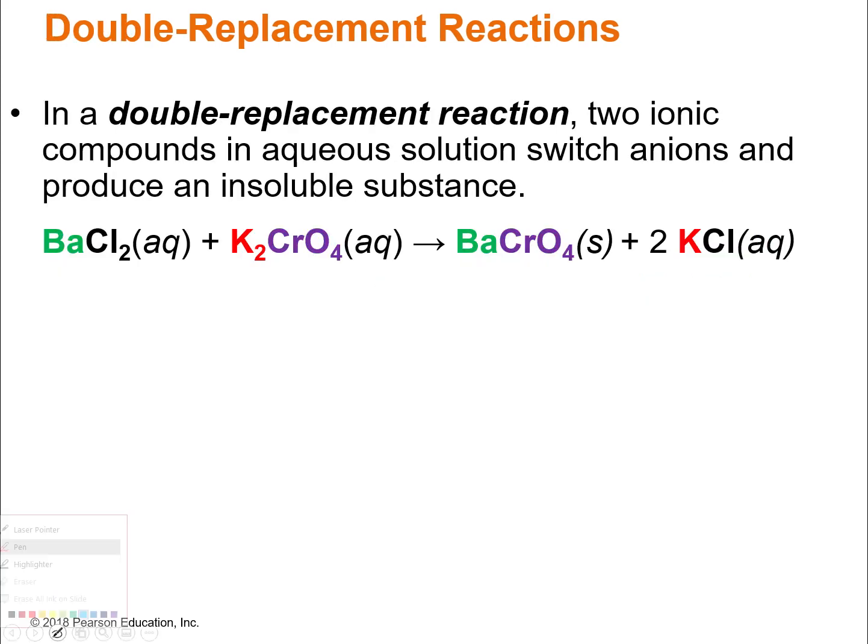The next reaction type that we have is a double replacement. So with a double replacement, you've got two aqueous solutions that have ionic compounds. You mix them together, and all of a sudden, you have a precipitate.